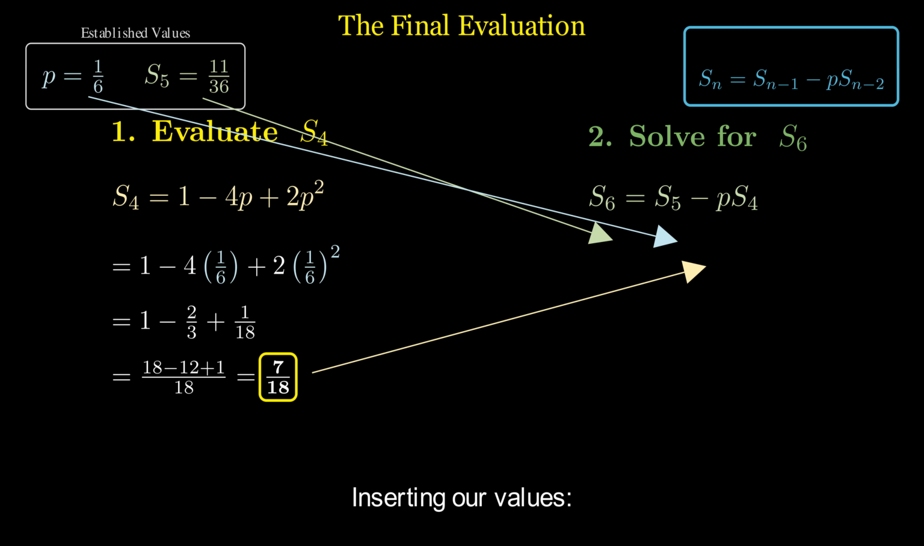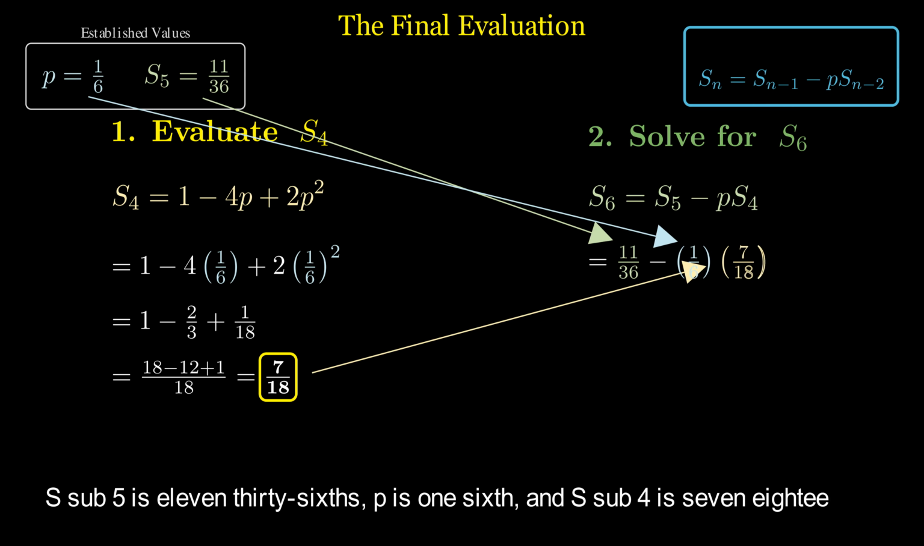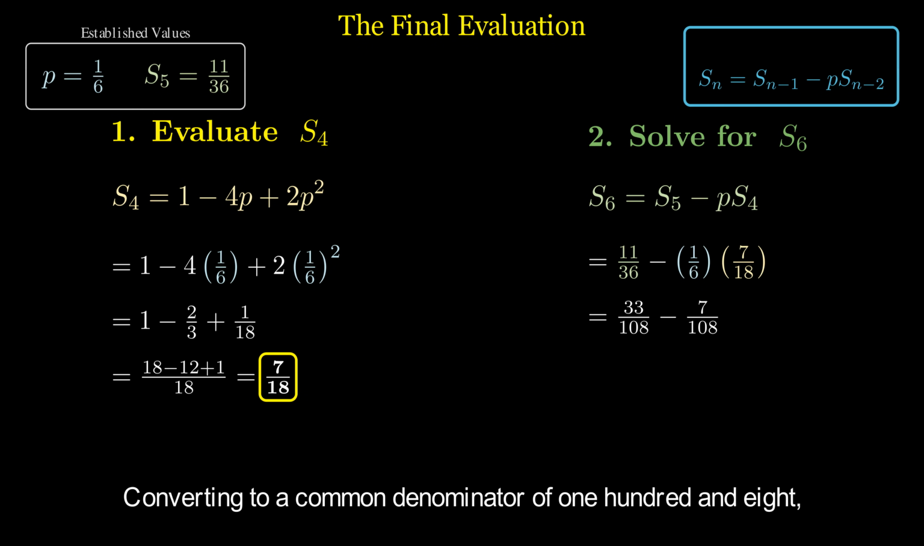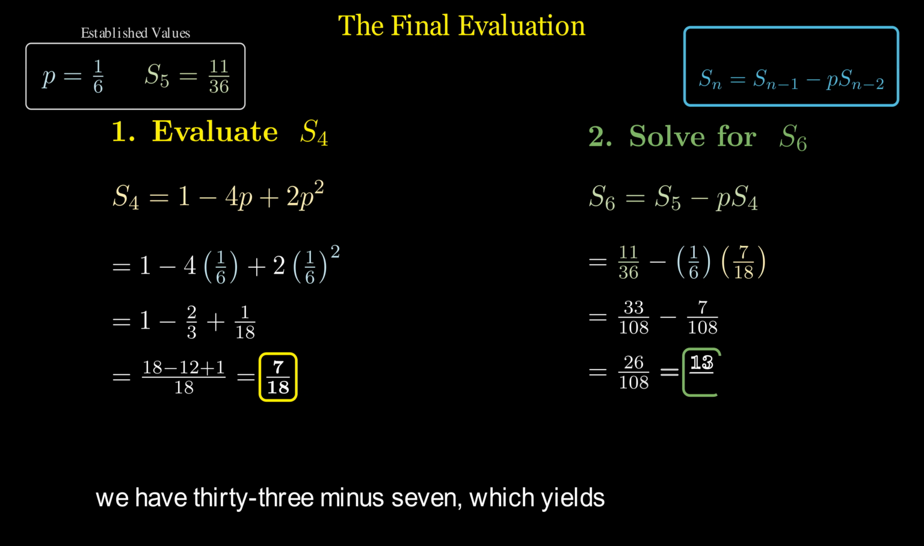Inserting our values, S sub 5 is 11/36, p is 1/6, and S sub 4 is 7/18. Converting to a common denominator of 108, we have 33 minus 7, which yields 13/54.